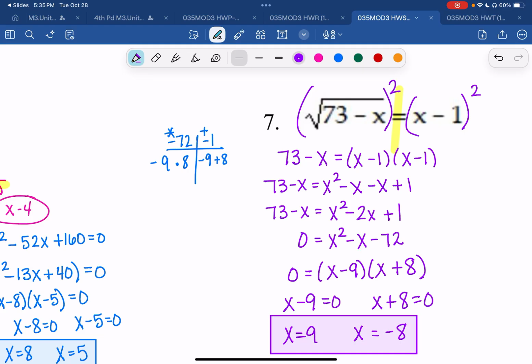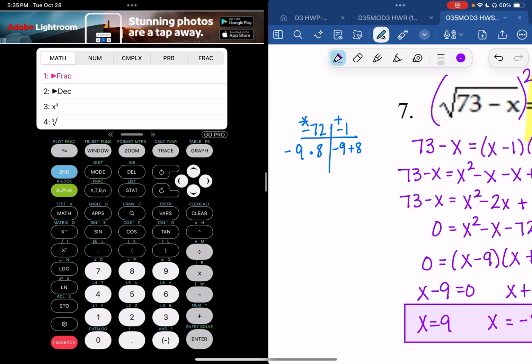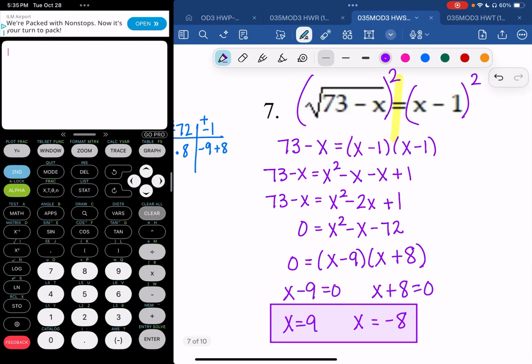Again, we always want to make sure we check them. So we can do that in the calculator again if we want to. Okay, so we've got the square root, second x squared, 73 minus 9. And that's going to be 9 minus 1. So that works. We get 8 and 8.